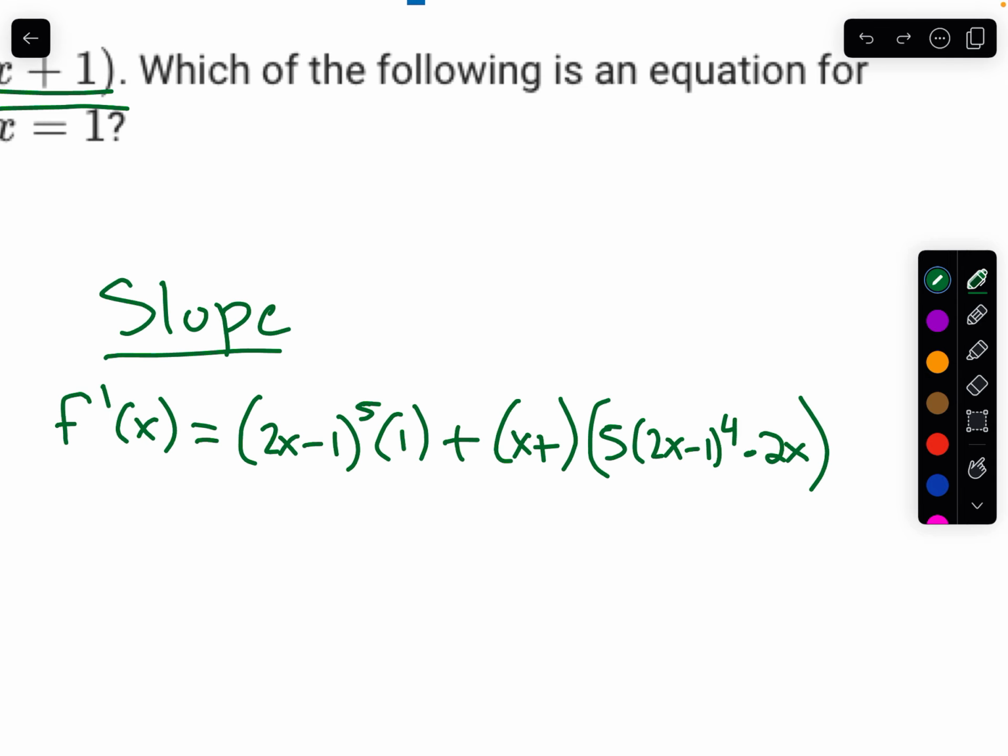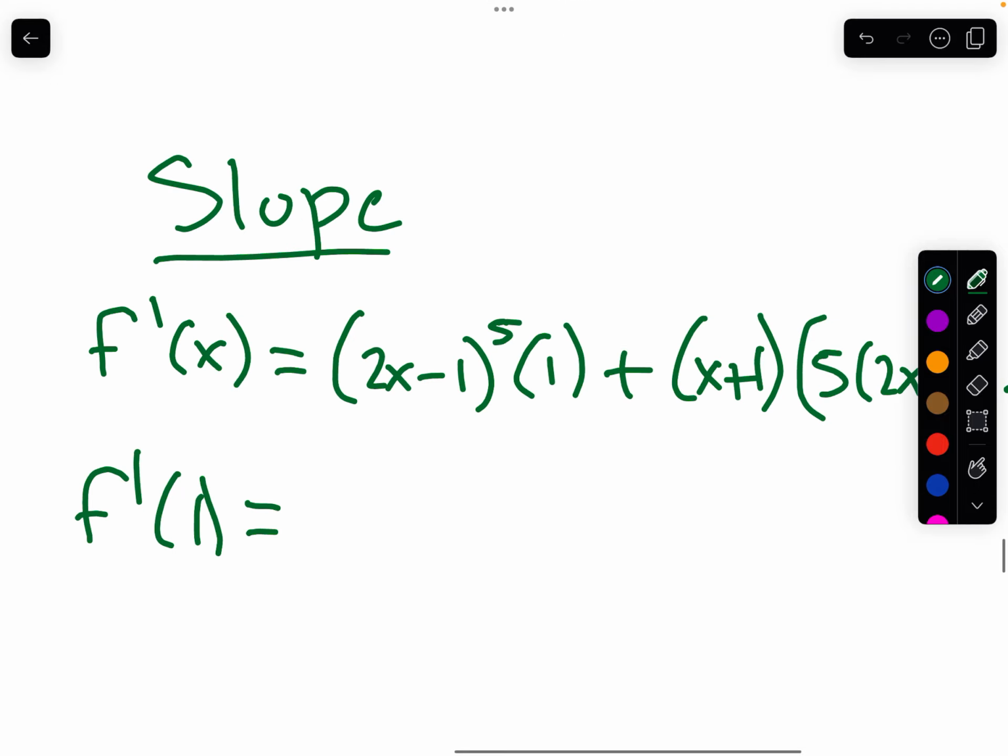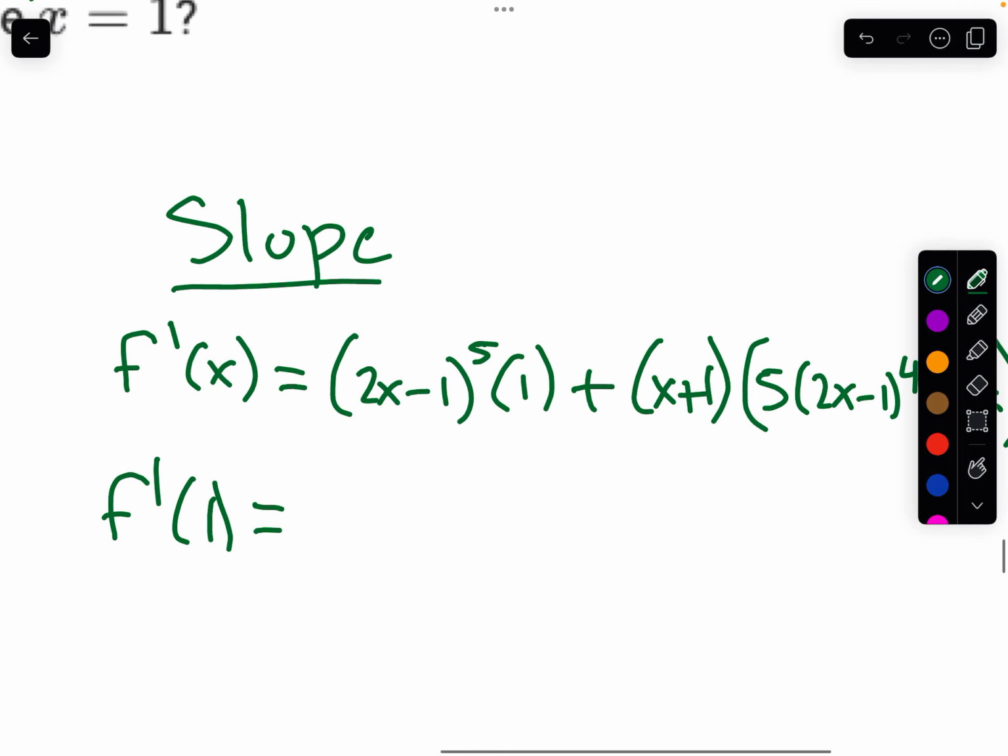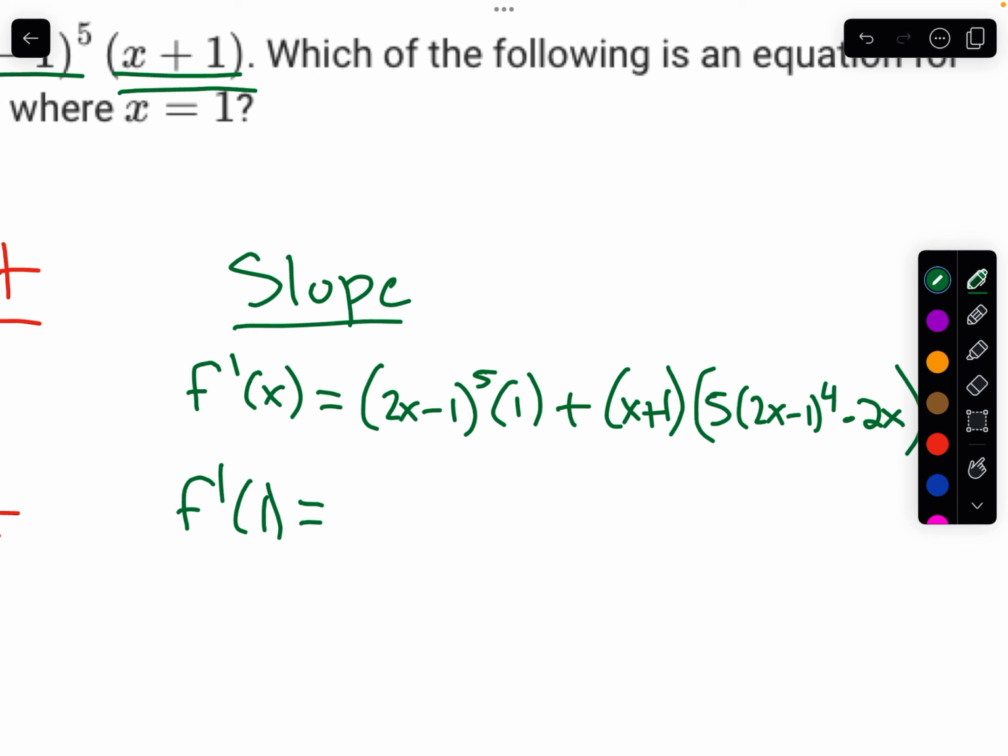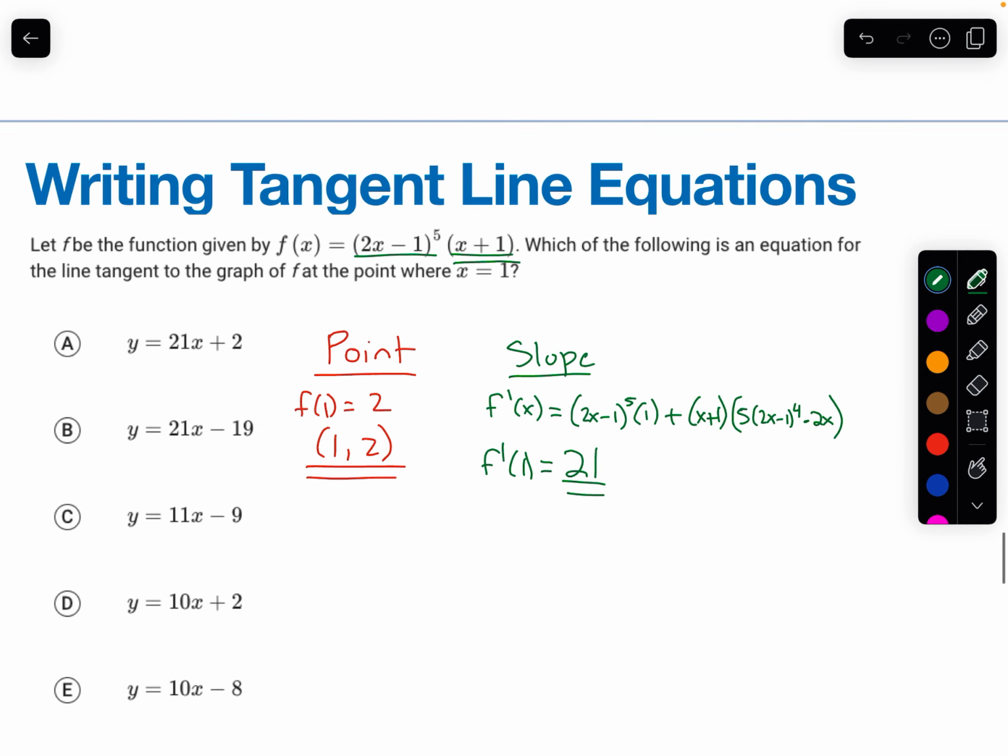I could try to simplify this algebraically here, but at the end of the day, I want the slope where x is equal to 1. So let's start working with numbers as soon as we can. Let's plug 1 into this. Okay, and to save a little bit of time, because you can do the arithmetic, if you stick 1 in for x and calculate all of this, you'll get a slope of 21. So we need to write a linear equation with a slope of 21 going through the point (1, 2).